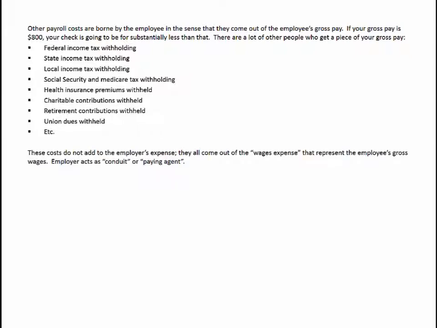Unions exist to enrich their members at the expense of everybody else in society. You increase the wage costs or employment costs through union contracts, those additional costs either get passed along to consumers in the form of higher prices, harming most of all the poor who can't afford the higher prices, or, if you increase the price of your product, that reduces demand, it reduces employment levels. Again, these costs don't add to the employer's expense; they all come out of wages expense. So the employer acts as a paying agent or as a conduit for making these payments to other parties.